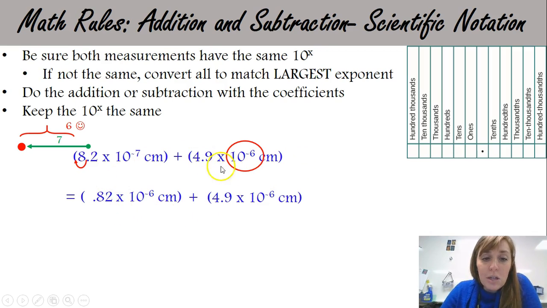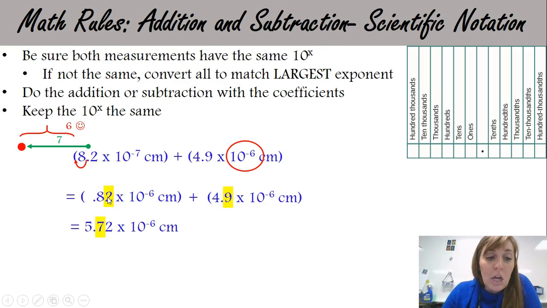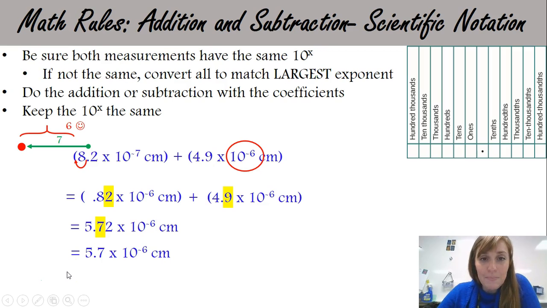We add up just the coefficients, 0.82 plus 4.9. So this gives us 5.72. Our 10 to the negative 6 comes down as is. Now we can evaluate our sig figs. Our last sig fig here is 2. Our last sig fig here is 9. So the 9 is in the largest position. It's in the 10th versus the 2 is in the 100th. So we estimate here. 2 doesn't bump it up. It becomes 5.7 times 10 to the negative 6.